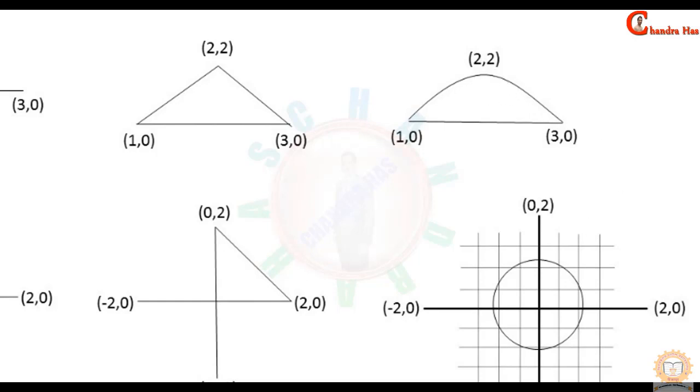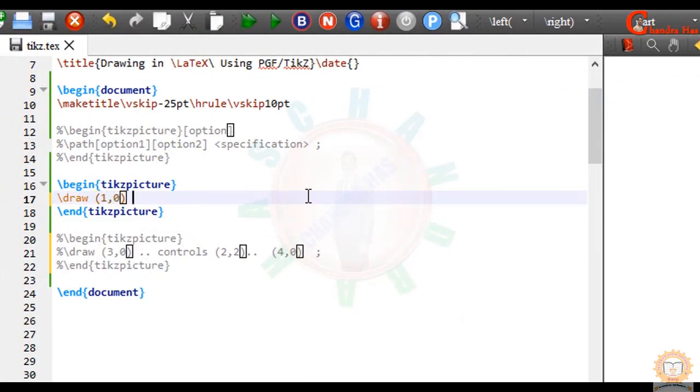Okay, so just use draw here, and after that write controls, the point at which you want to bend, this is 2,2, and then the last point. Okay, and this is 3,0, semicolon. This one should be connected with double dots, and these two points also should be connected with double dots.